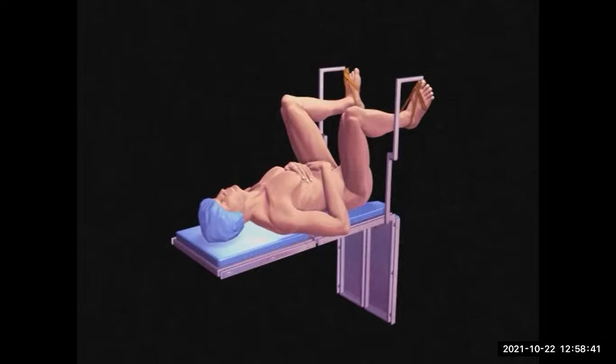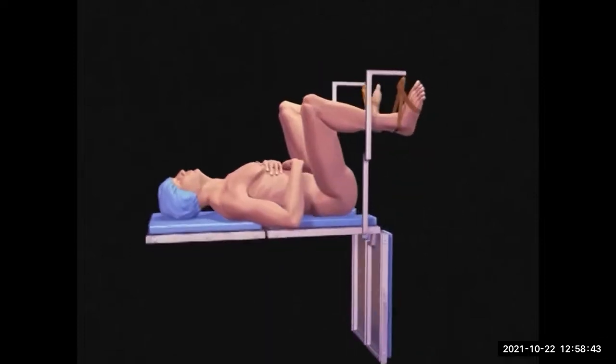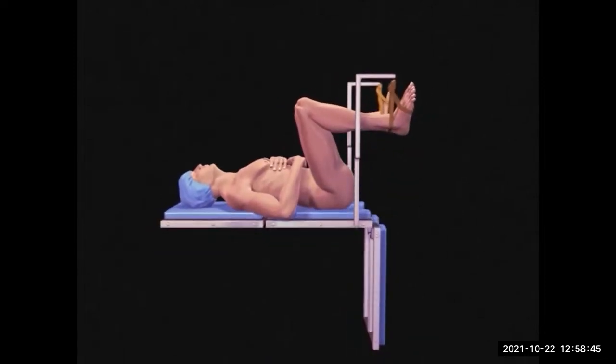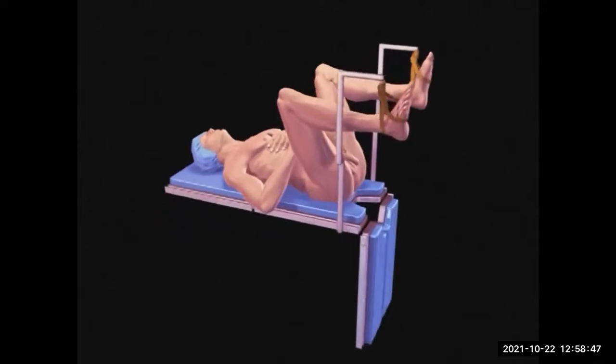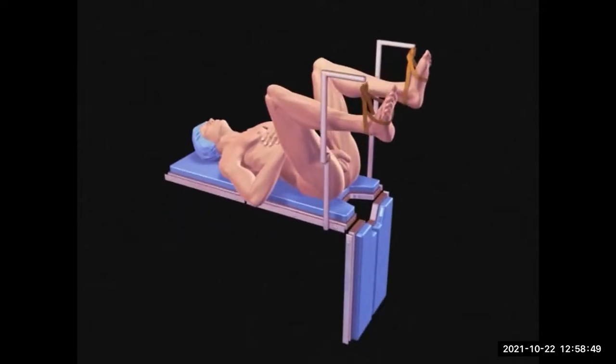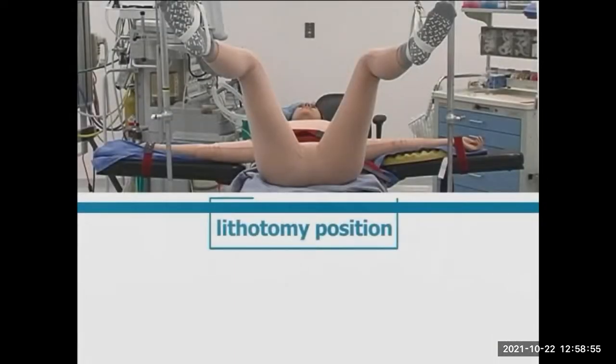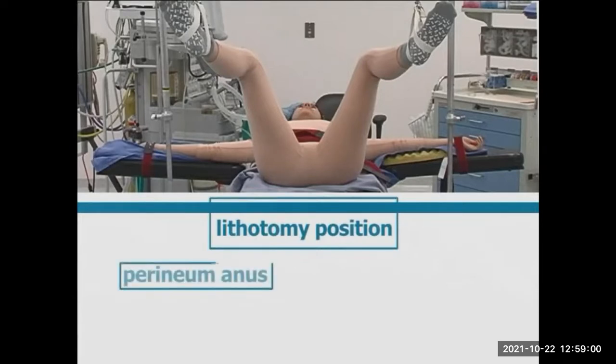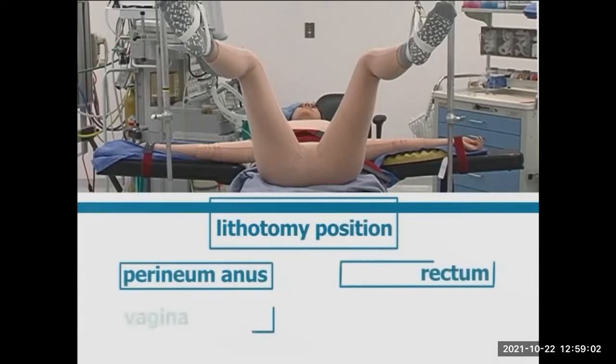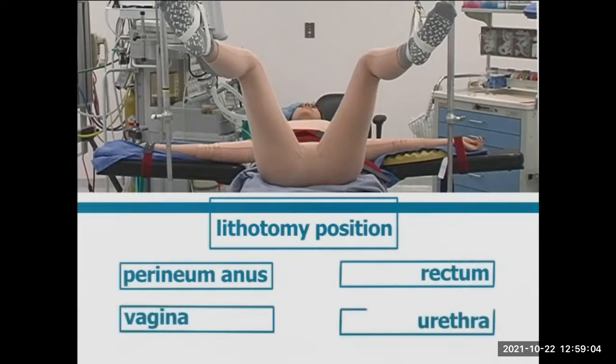The lithotomy position is a modification of the supine position. This position can be used for urological, gynecological, and general surgical procedures. Body regions that may be accessed with the patient in the lithotomy position include the perineum, anus, rectum, vagina, and the urethra.